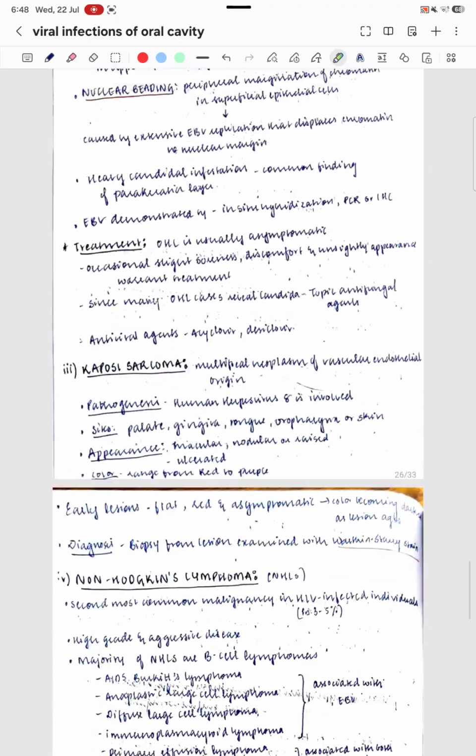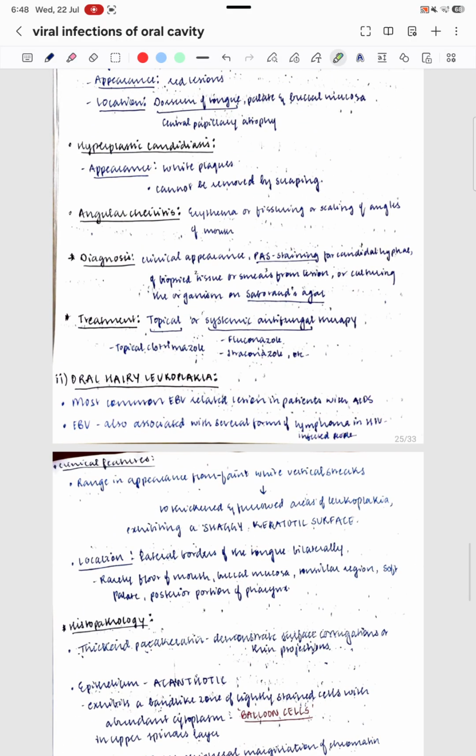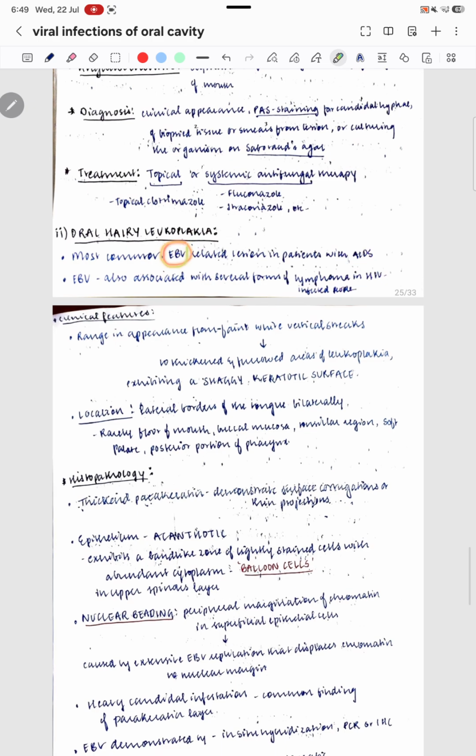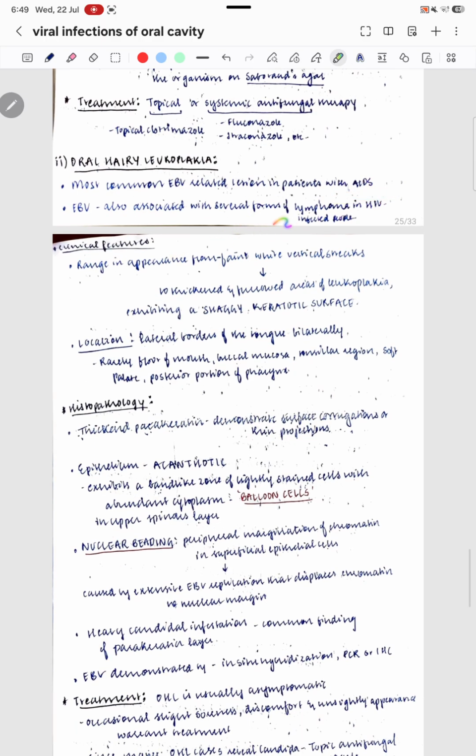So you have something called oral hairy leukoplakia, which is most commonly associated with Epstein-Barr virus, and it is common in patients with AIDS. Oral hairy leukoplakia is the most common Epstein-Barr virus related leukoplakia, occurring due to the Epstein-Barr virus in patients with AIDS.